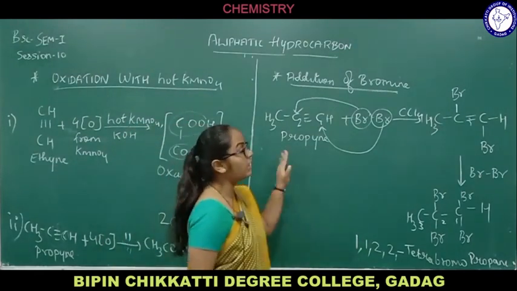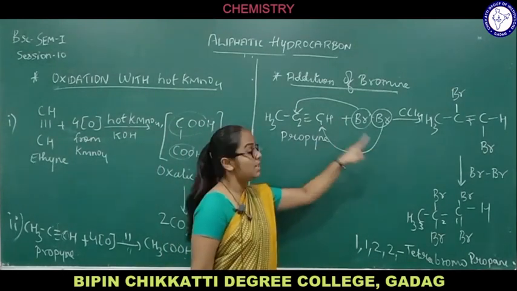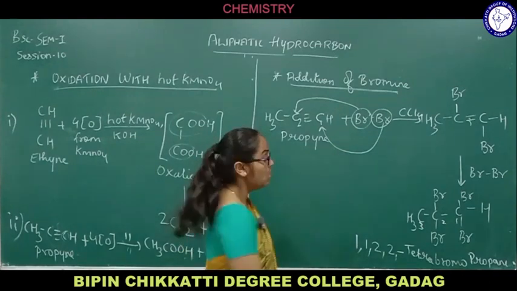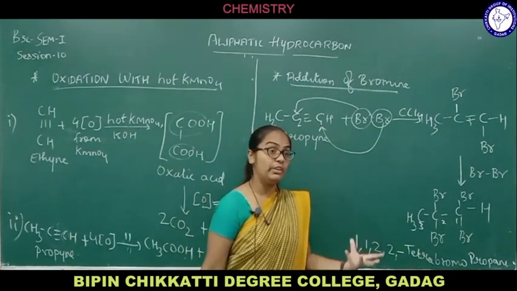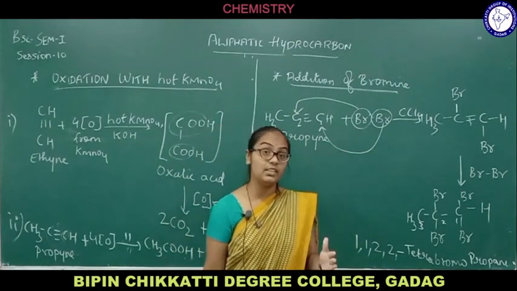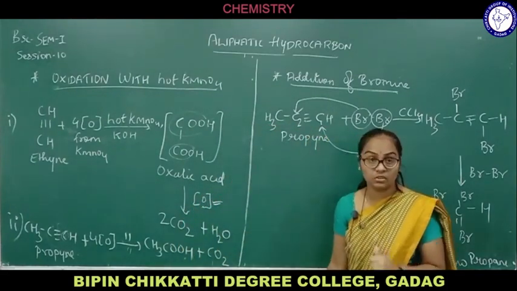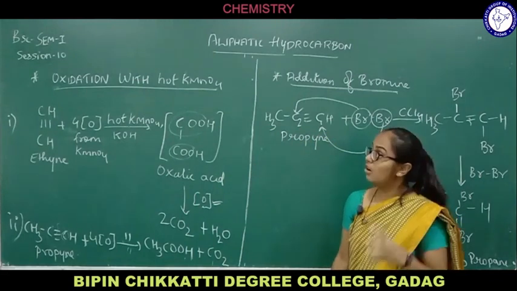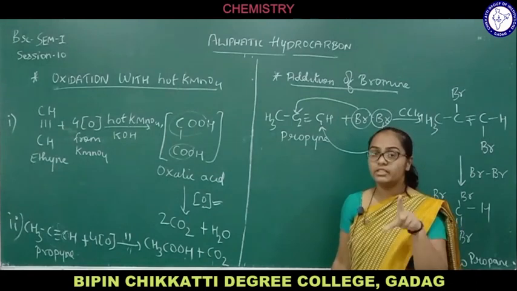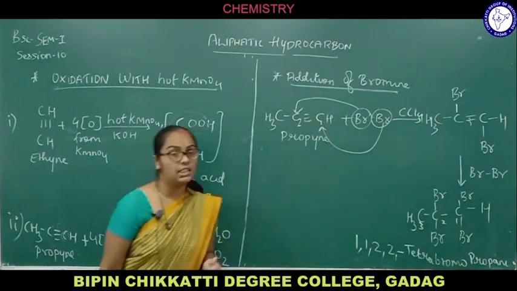Again this is a 2-step reaction. In the first step, the trans isomer will be formed. In the second step, the trans isomer will combine with another bromine molecule to form a tetrahalide organic compound. So this is how the reaction takes place for the addition of bromine to the alkyne. And in the initial example, we took the oxidation of alkyne with hot alkaline KMnO4, which releases nascent oxygen to yield the carboxylic acid.